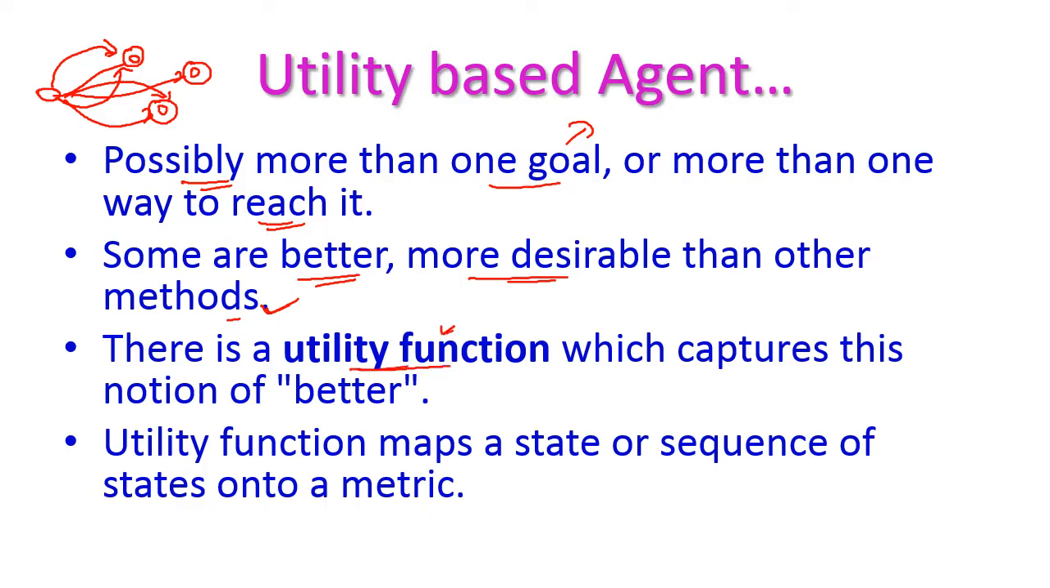So which is the best way to reach the goal state, and which captures the notion of better, that is, better action. Which are the better actions to perform to reach the goal state. Hence, the utility function maps the state or sequence of states to a metric to reach the goal state. Okay, so this is the utility based agent.